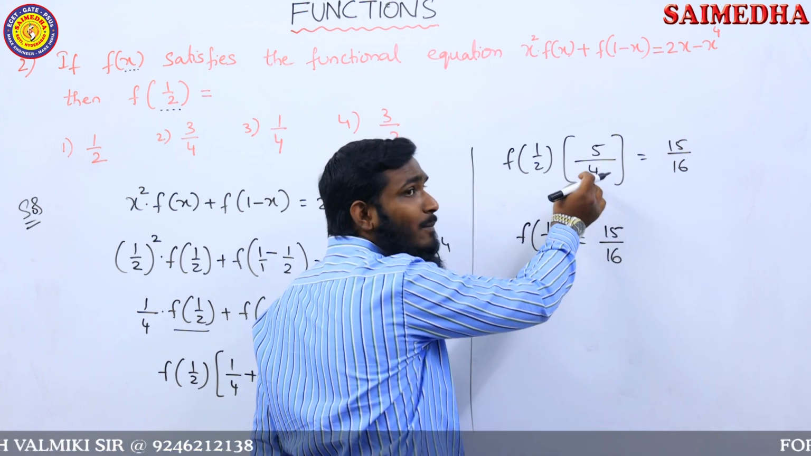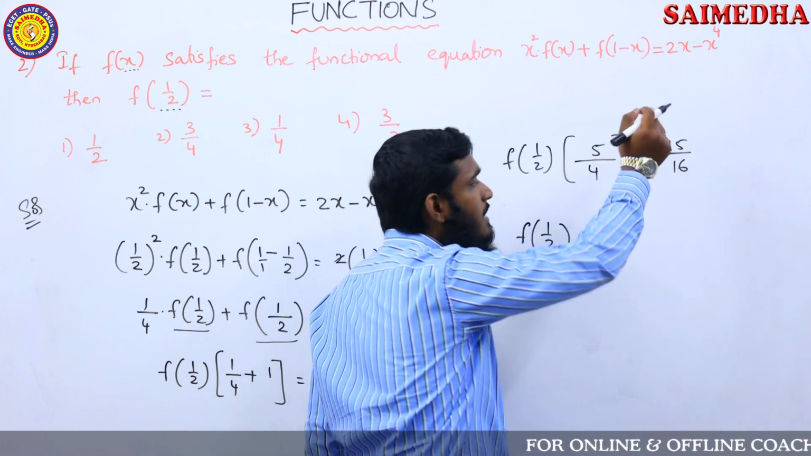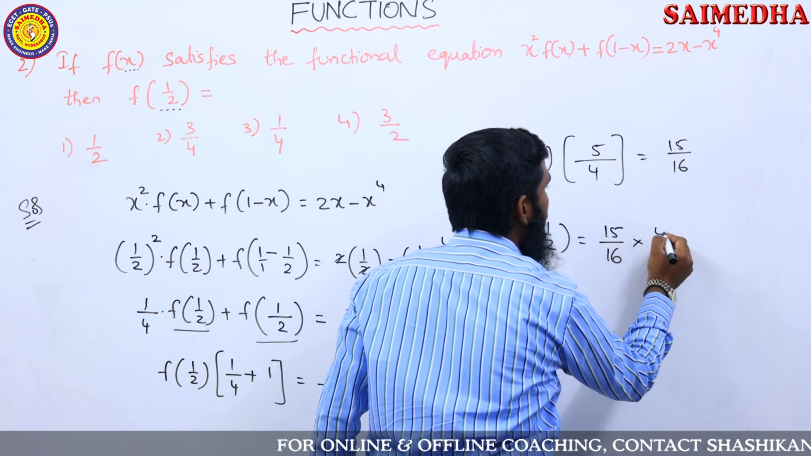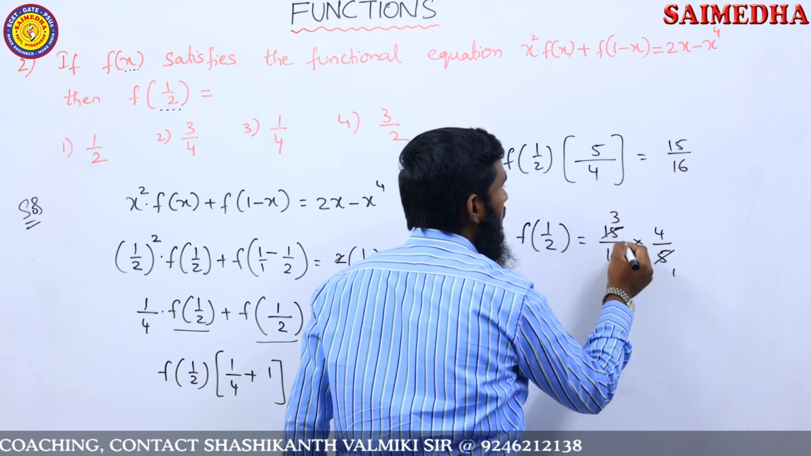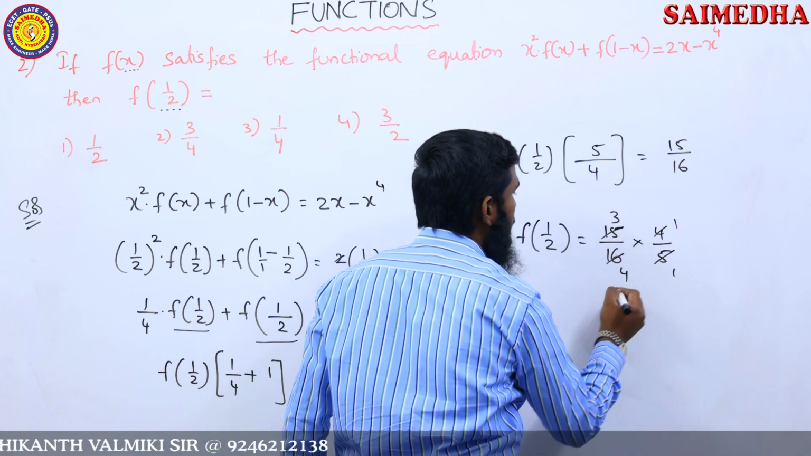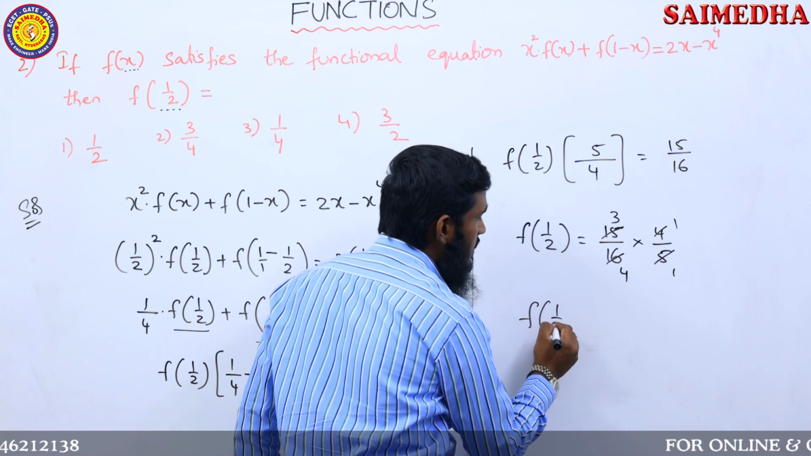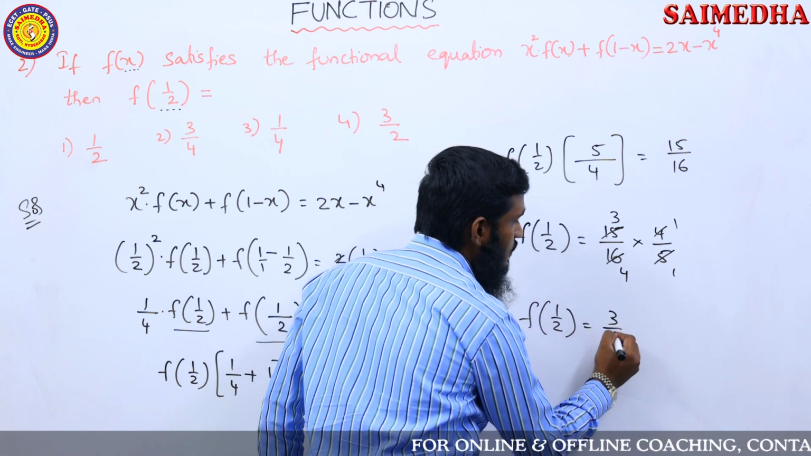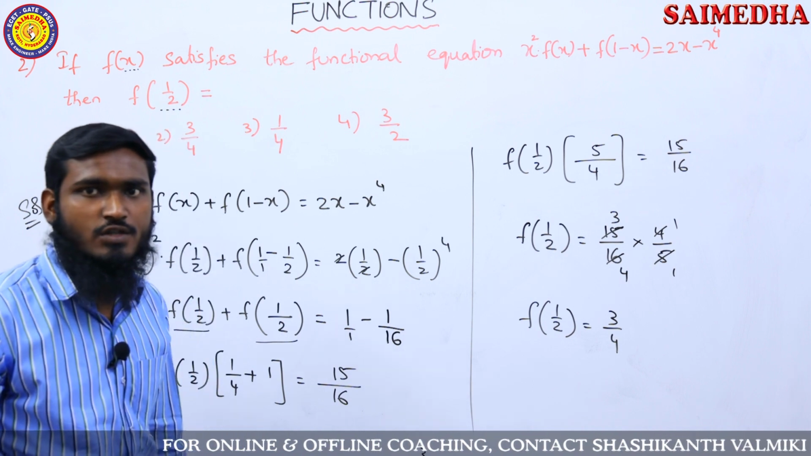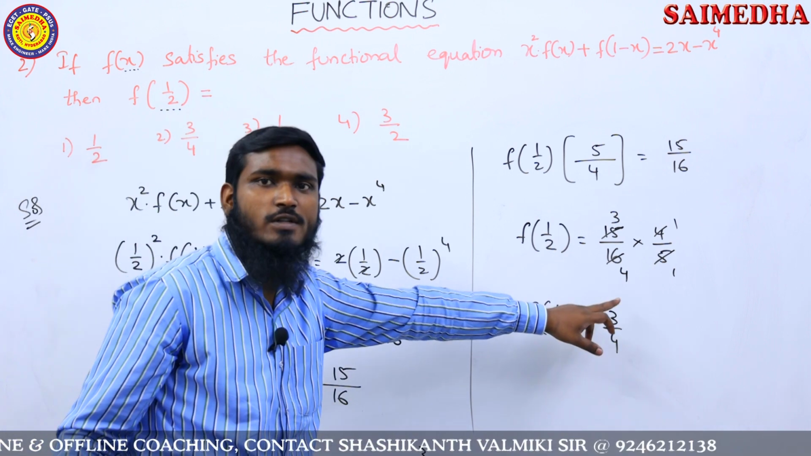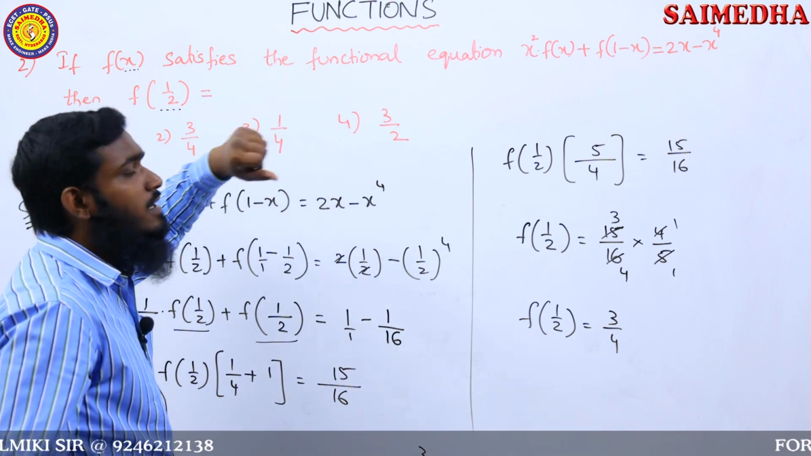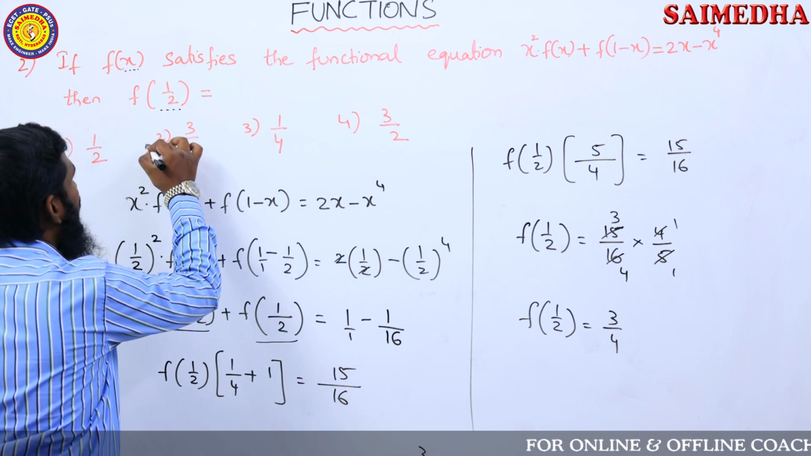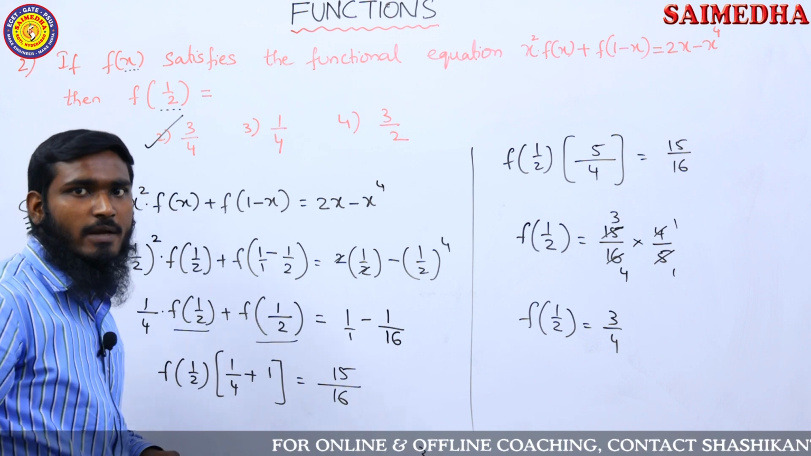If you are sending 5 by 4 to the other side, it will become reciprocal. So into 4 by 5 we have taken. 5 3s are 15, then 4 4s are 16. So finally the answer we are getting is f of 1 by 2 equal to 3 by 4. Understood? Let us see the options over here: 1 by 2, 3 by 4, 1 by 4 and 3 by 2. So let us go with option 2, which is equal to 3 by 4.